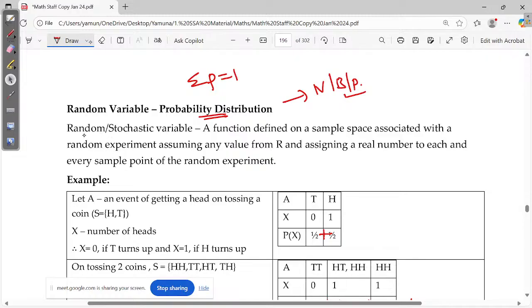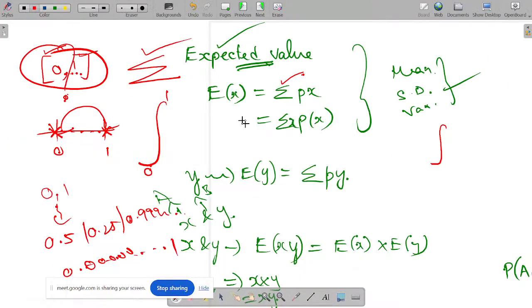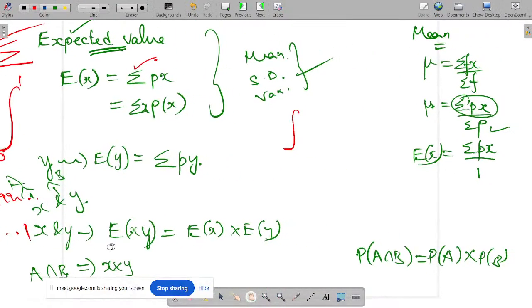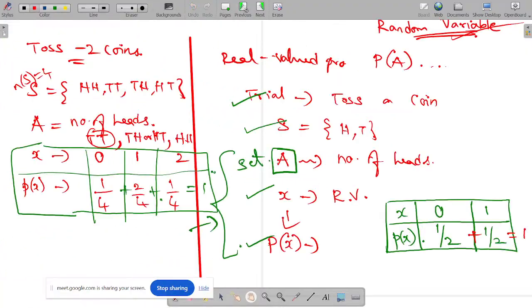So we call it random variable, or the term used is stochastic variable. Please highlight, it was once asked in the exam. A stochastic variable is nothing but a function defined on a sample space. Am I right? See, you don't forget the steps. What are you doing here? Remember the steps? From where are you taking this one?